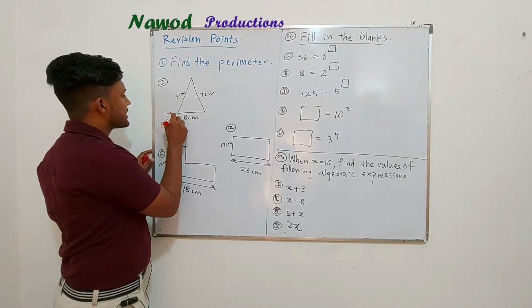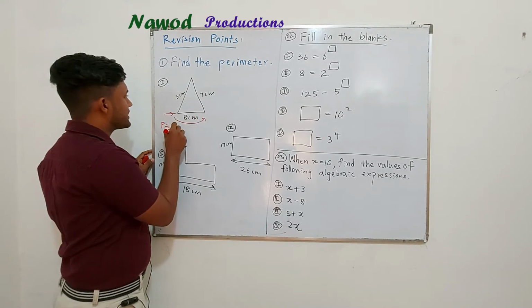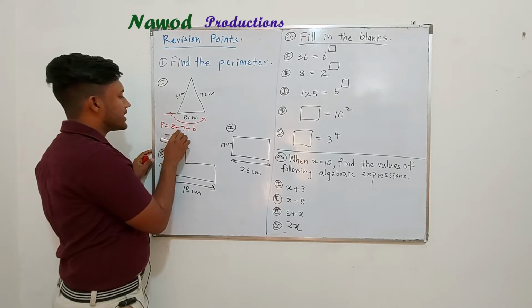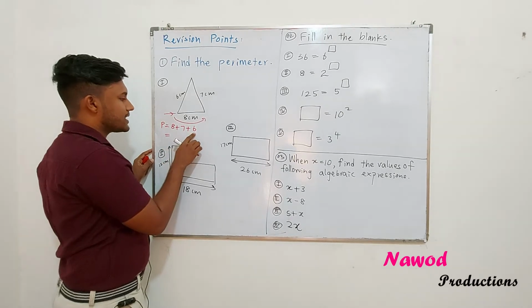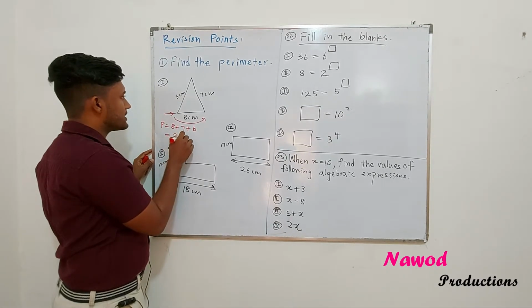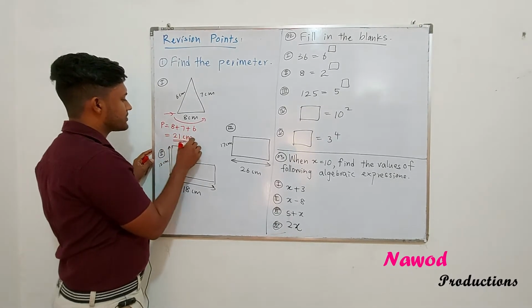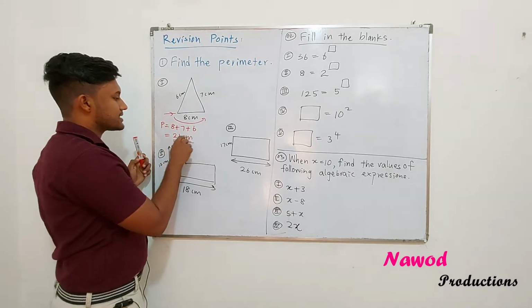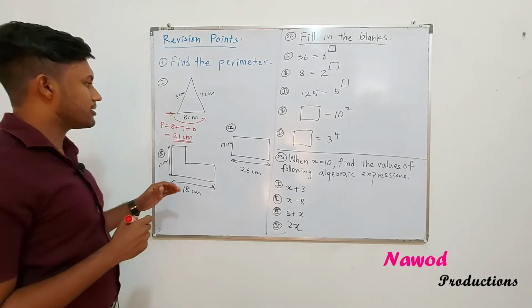Here we will start from this side: 8 plus 7 plus 6. 8 plus 7 is 15, 15 plus 6 is 21. You can obtain 21 centimeters.